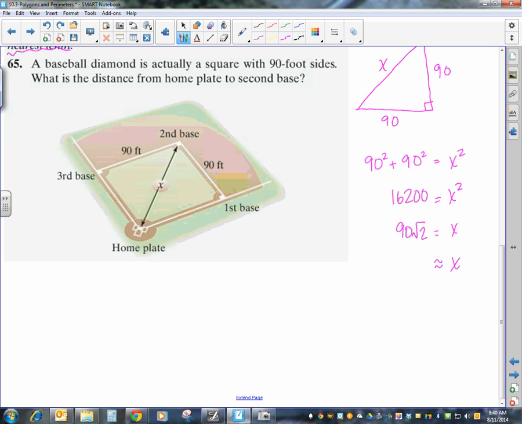And when you do, it is 127.279. It keeps going, but we're supposed to round to the nearest tenth, so we have 127.3 feet.